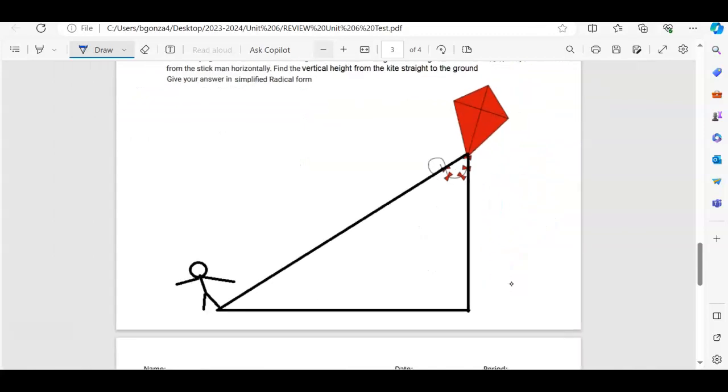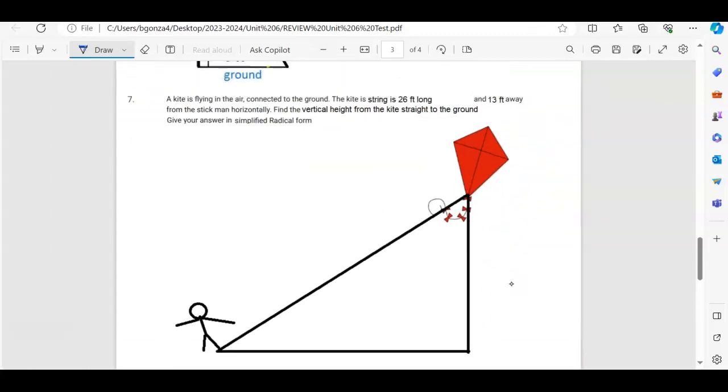All right, we got this kite problem. Let's be careful here. A kite is flying in the air, connected to the ground. The kite string is 26 feet long from the stick man. Find the vertical height. So that's missing. Oh, sorry. It said 13 feet away from the man horizontally. So 13 goes here. What is the vertical height? X.